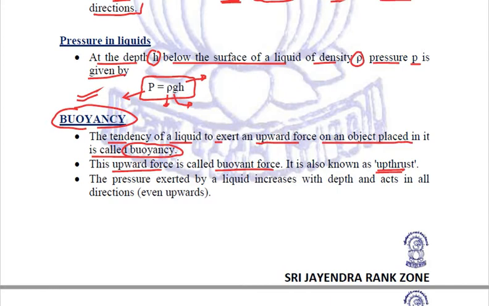If it is in the upward direction, it is upthrust, and if it is in the downward direction, perpendicularly, it is downthrust. So liquids exert upthrust. Clear? Now this buoyant force, or the pressure exerted by a liquid, increases with depth. The deeper you go inside a liquid, the more pressure, more buoyant force, more upthrust will be exerted on the object, and this pressure acts in all directions, even upwards, right?